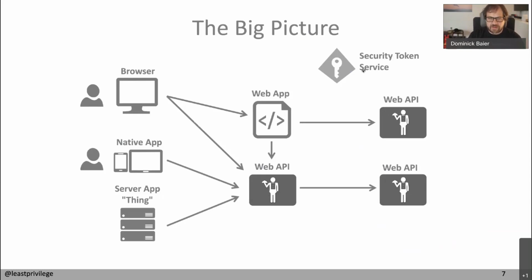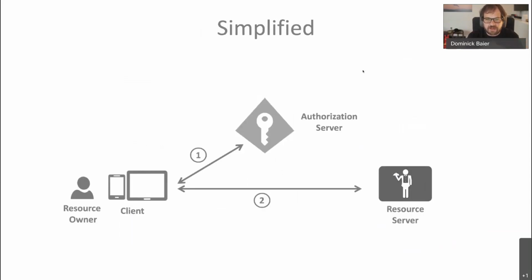So to simplify this a little bit, it basically always looks like this. You have a human being, maybe, but you definitely have a client. A client is a piece of software that wants to access a resource, which for all practical purposes typically is an API. The client cannot access that resource directly. It first needs to go to the authorization server and ask for permission, if you like, and that gives them a token. And with that token, they can access the resource server.